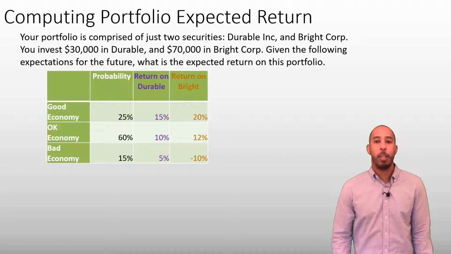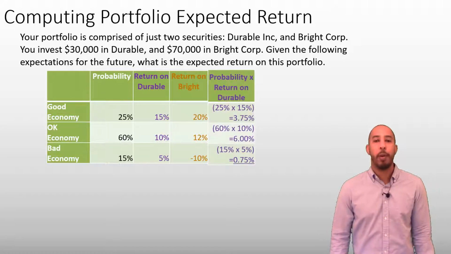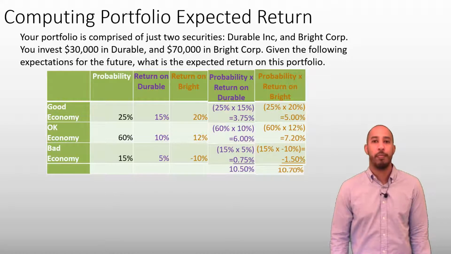The first step will be to find the expected returns for each of the individual securities in the portfolio, Durable Corp and Bright Corp. So for each stock, we'll multiply the probabilities of each of the economies occurring by the returns for the stock in that economy. For Durable, we get an expected return of 10.5%, and for Bright, we get an expected return of 10.7%.